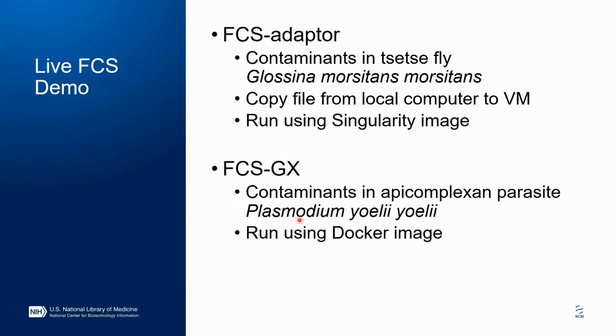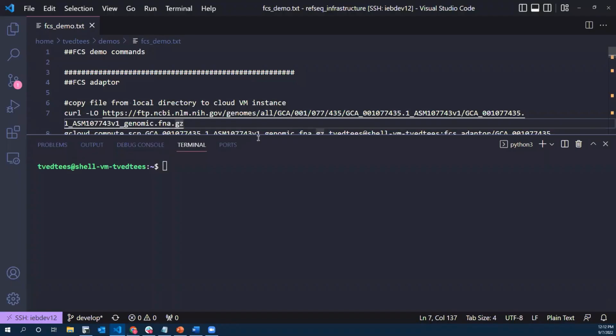So now we're going to transition over to the live demo. I'm going to demonstrate examples of both FCS Adapter and FCS GX. For FCS Adapter, we're going to be looking at contaminants in tsetse fly. I'll show you how you would copy a file from your local computer to a virtual machine. And we're going to run FCS Adapter using the Singularity image. For FCS GX, we're going to be looking at contaminants in the apicomplexan parasite Plasmodium and run using the Docker image.